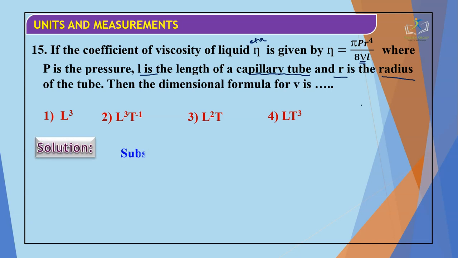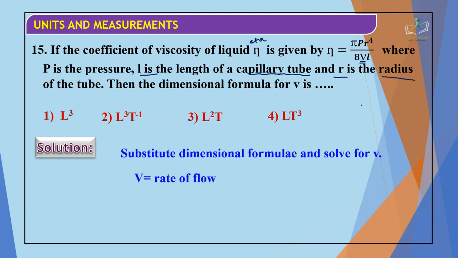Now, substituting the dimensional formula and solving for V. V is equal to the rate of flow, which is volume by time, and this will be L3 by T, which is L3 T minus 1.